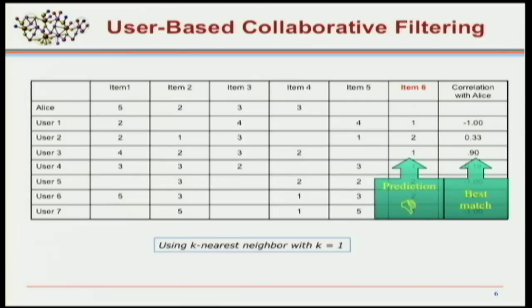And of course, this best match user has given a low rating. So in this case, my prediction for Alice is that Alice is probably not going to like this movie, right, or this item, whatever it is.